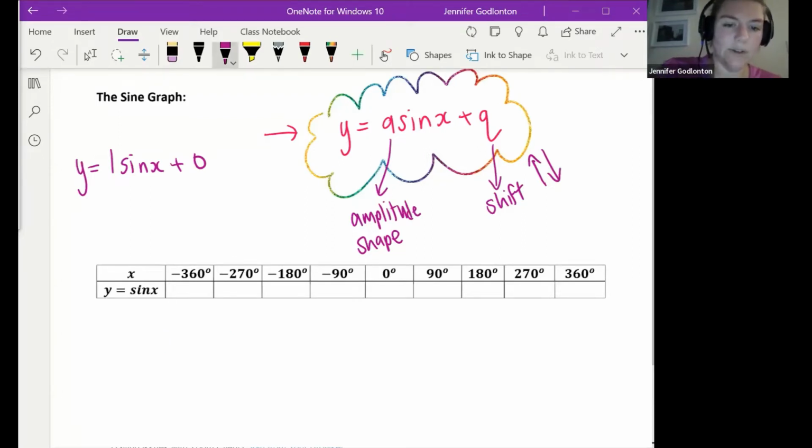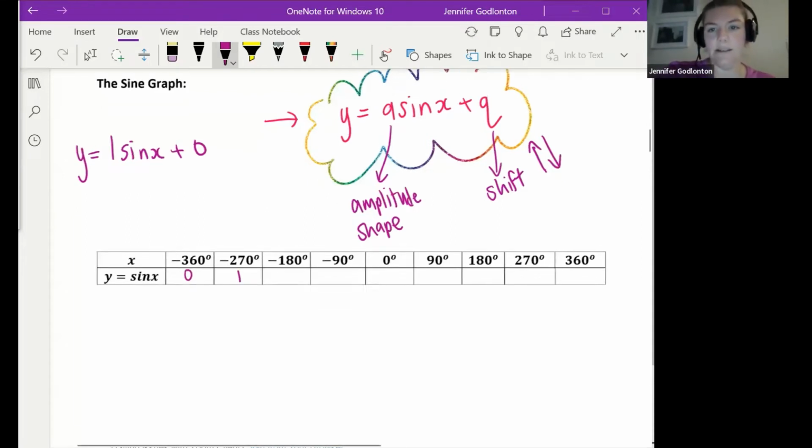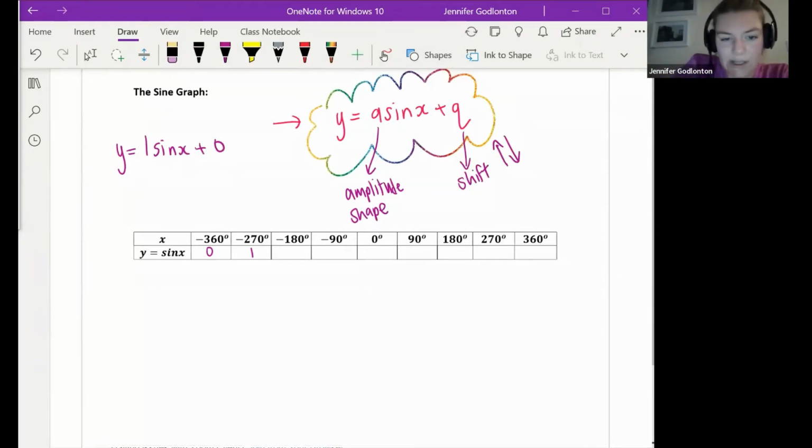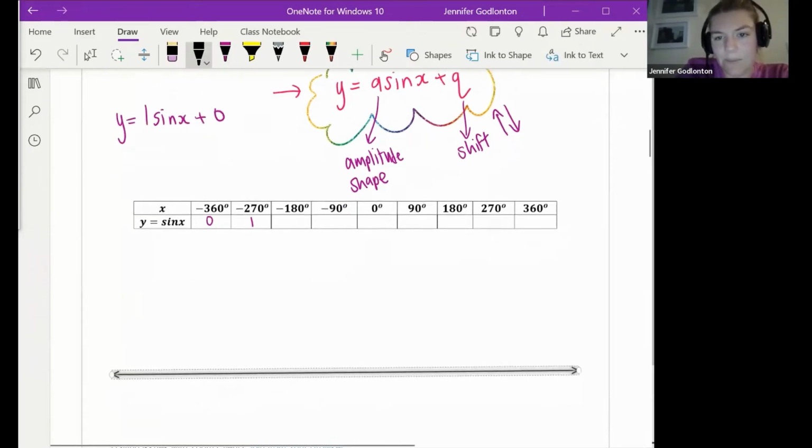Nice. Good. Okay. I want you to fill out the rest of this. So tell me what our answer for sine negative 270 is. I want you to be able to have all of those answers written. Nice. Keep going. And while you are doing that, I'm going to draw us a little set of axes quickly.